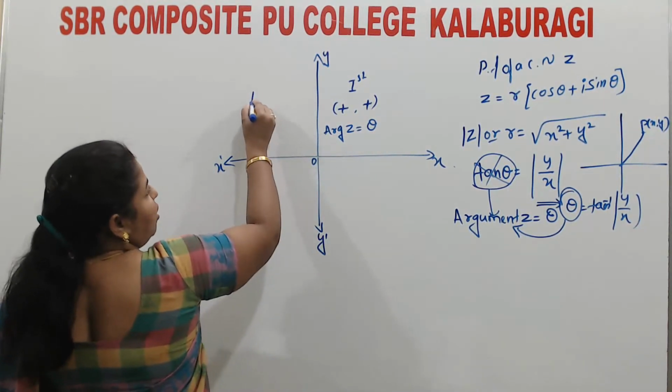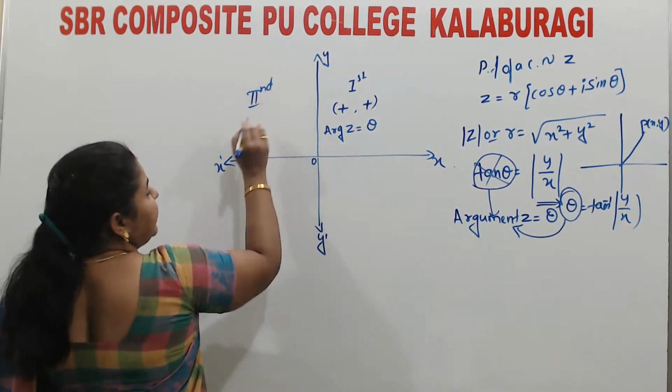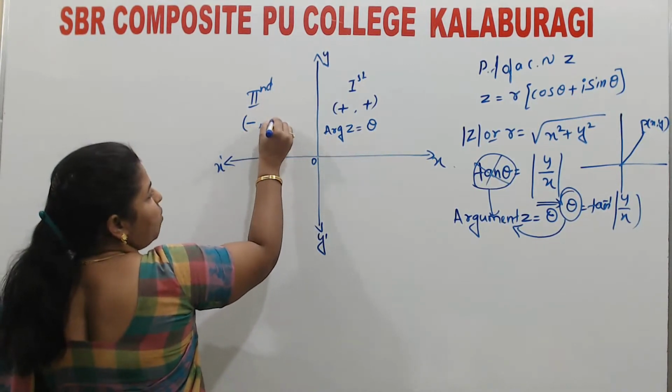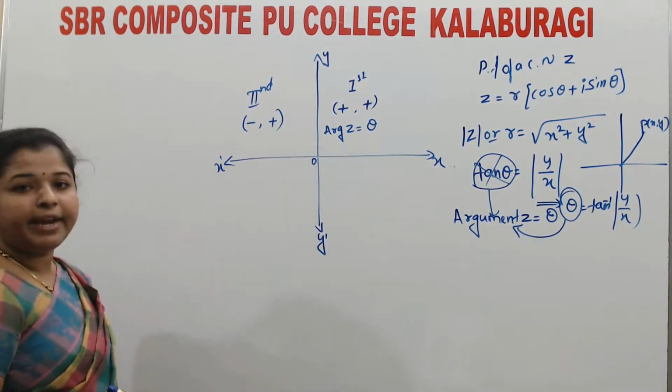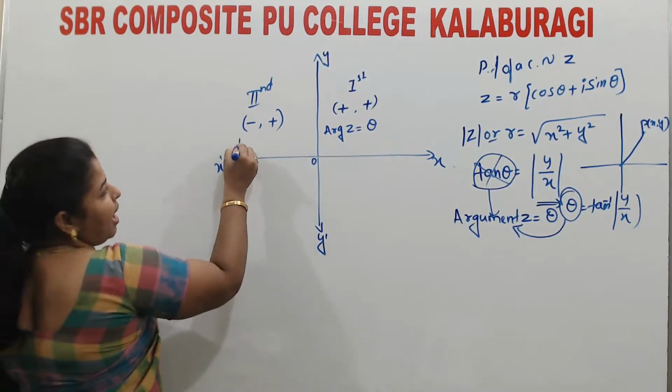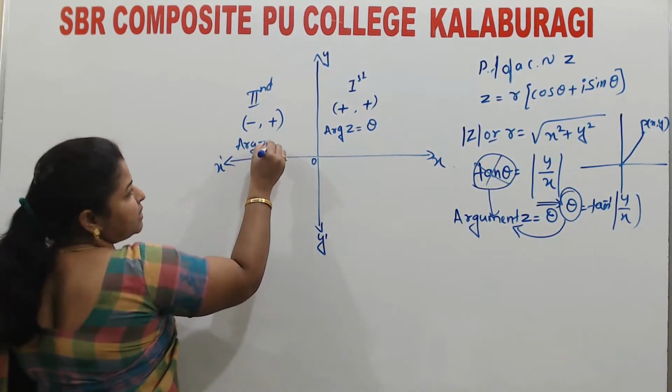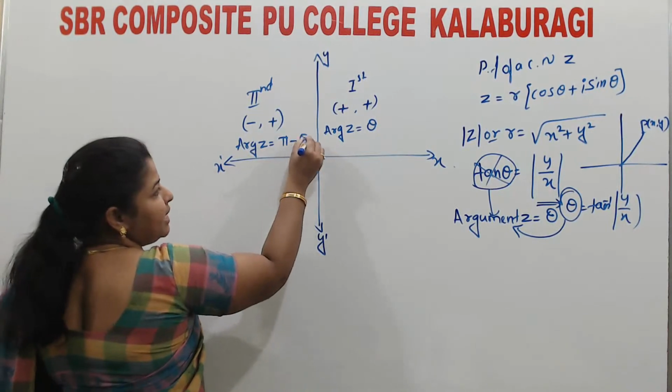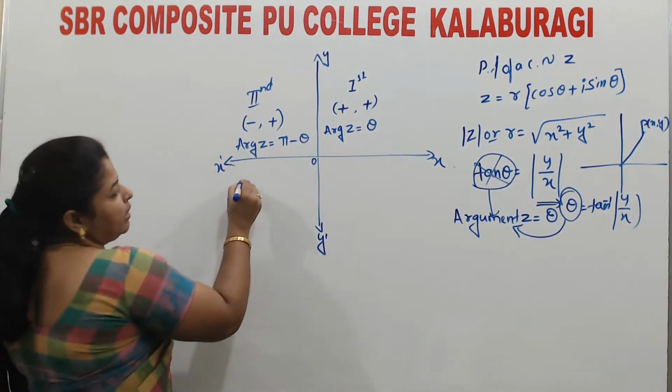Next, in second quadrant, x is negative, y is positive. Then argument of z is equal to pi minus theta. Is it clear? Done.